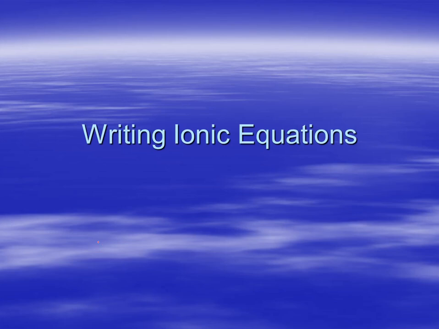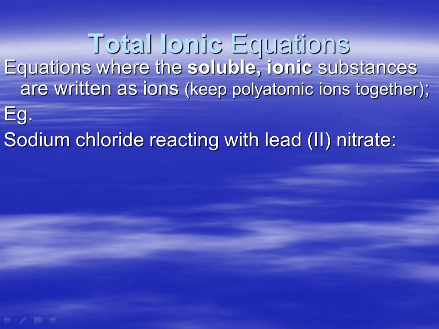Writing ionic equations. We're going to be looking at writing two types of ionic equations, and really one's for the first step of the other one. So the first step is what's called a total ionic equation. Essentially, you're going to take a chemical reaction and write it out as the ionic substances actually are.